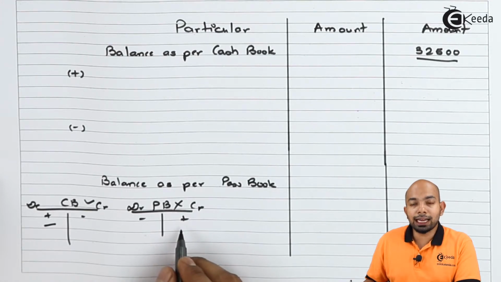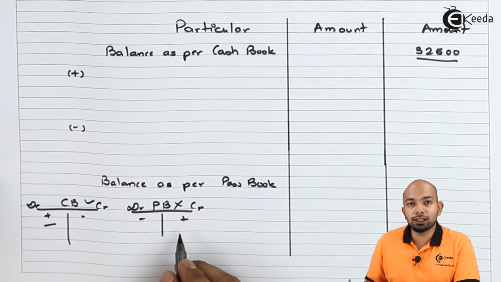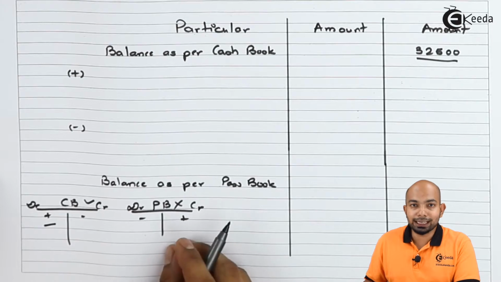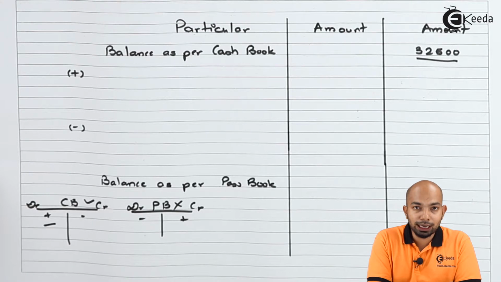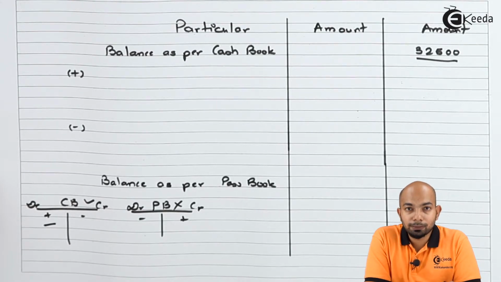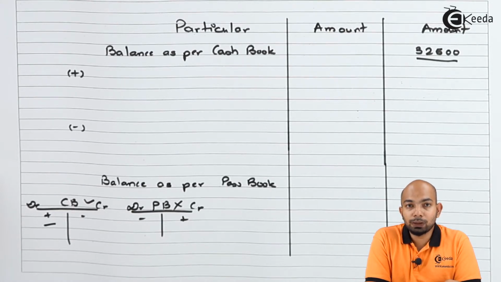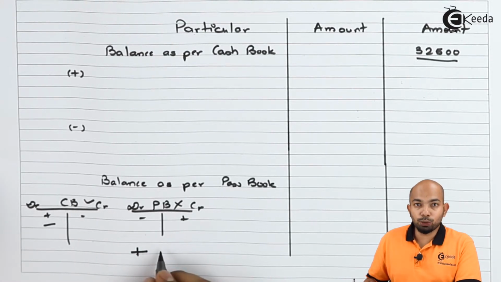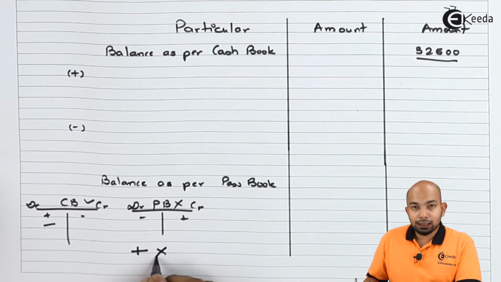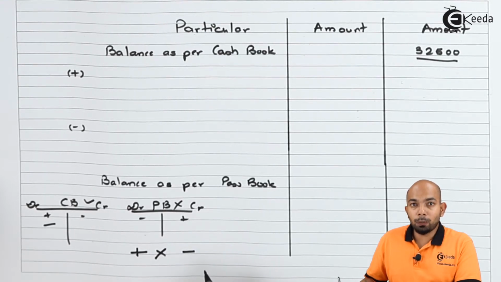So we'll check whether this transaction needs to be added or subtracted in the bank reconciliation statement. What do you think? Will the cheque deposited, rupees 8,900, be added or subtracted? This transaction increases the balance of your passbook, so it would be added, but it refers to the wrong book, that is the passbook. So you will do the opposite and subtract the amount.